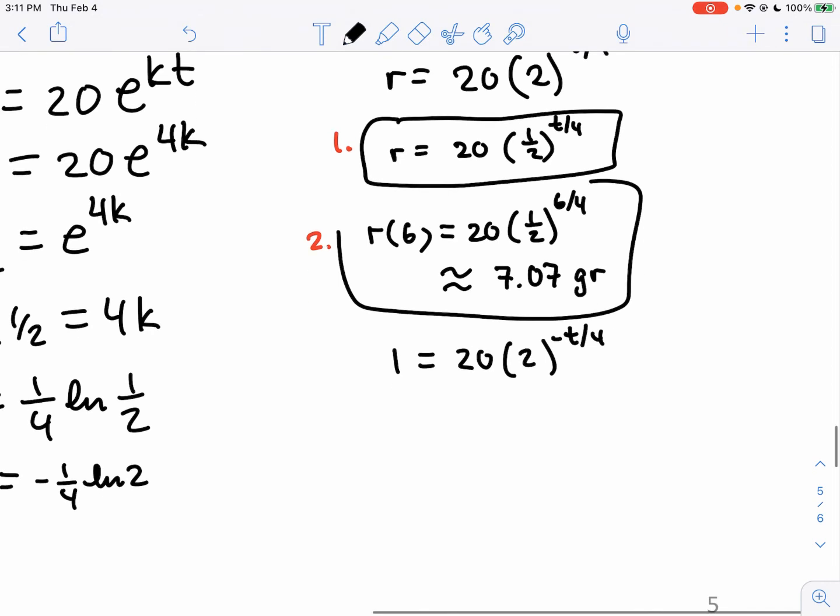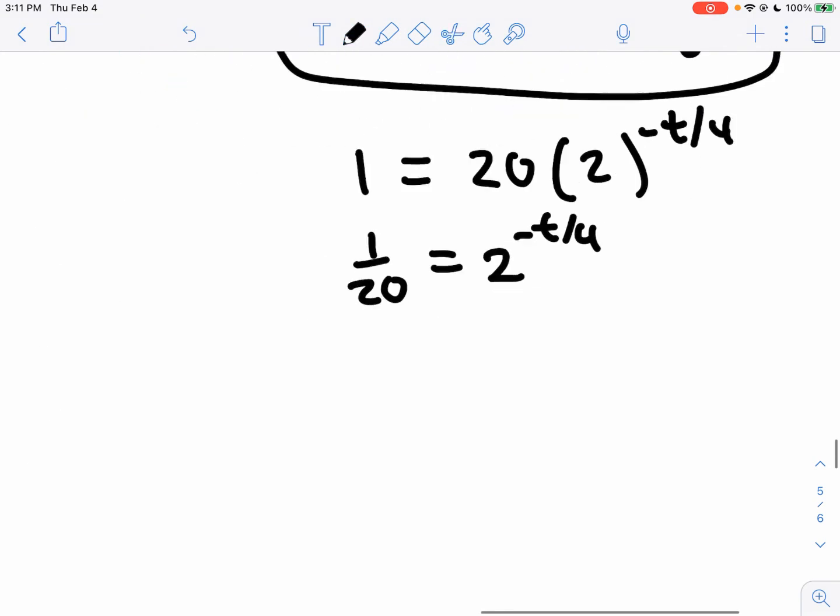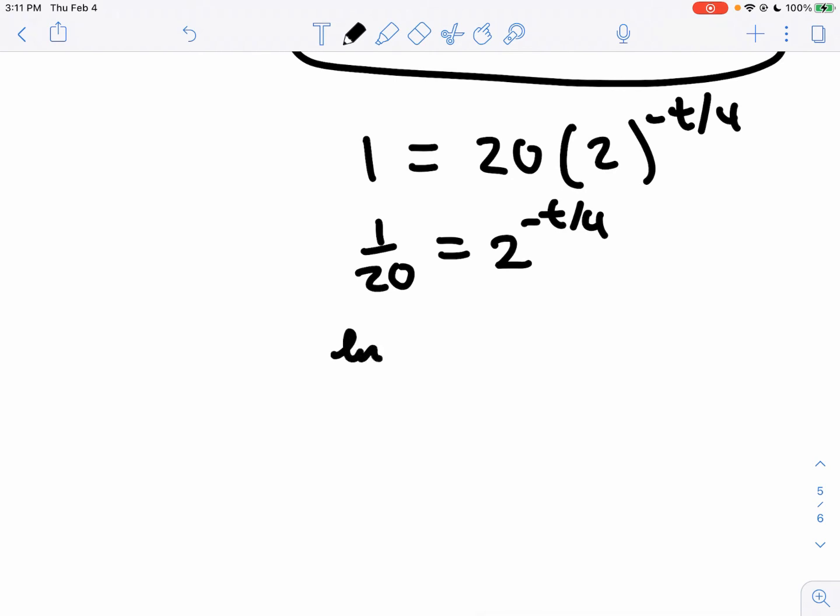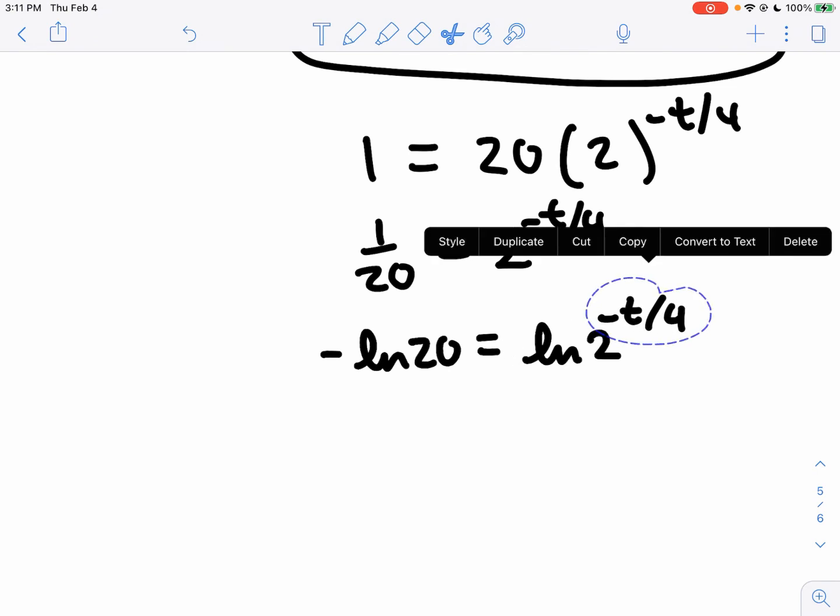Let's do this. Okay. Divide by 20 first. So 1/20 equals 2 raised to the negative t over 4. You might say, oh, now divide both sides by 2, but that would be bad. This is 2 raised to the negative t over 4, so I need a logarithm to bring that down. So we're going to do natural log of both sides. And natural log of 1/20 is the same thing as negative natural log 20, using the same reasoning I already explained. You'll see why this is all kind of helpful. Now I can use the log property where this exponent can be brought down in front of that log.